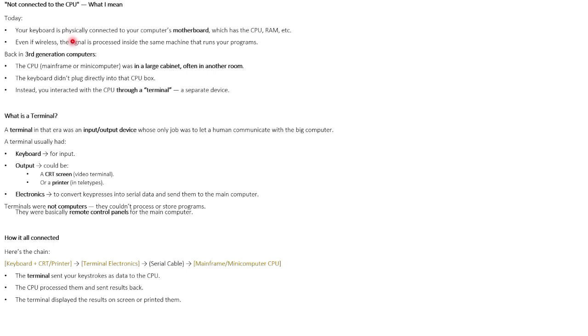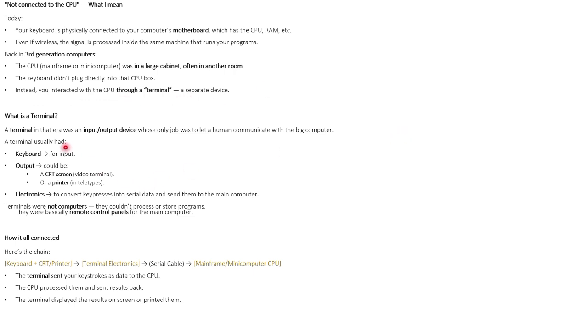And what do I mean when I say not connected to the CPU? Today, the keyboard is physically connected to your computer motherboard, which has a CPU, RAM, etc. Even if wireless, the signal is processed inside the same machine that runs your program. Back in the third generation, the CPU, mainframe or minicomputer was in a large cabinet, often in another room. The keyboard did not plug directly into the CPU box. Instead, you interacted with the CPU through a terminal, a separate device.